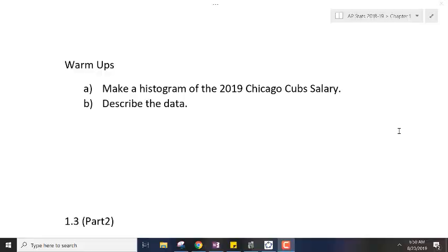We're going to finish up our chapter with 1.3 part 2. So for a warm-up, I want us to make a histogram of the 2019 Chicago Cubs salary and then describe the data. To get our histogram, we're using our calculator. We don't have to do it by hand. I have to sketch it on there by hand.